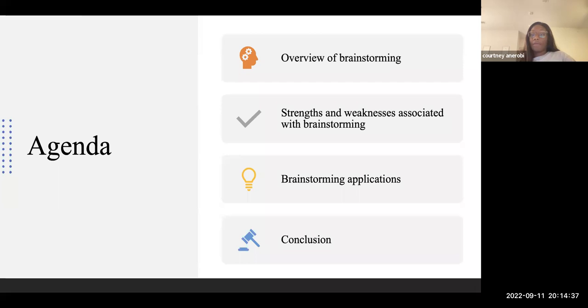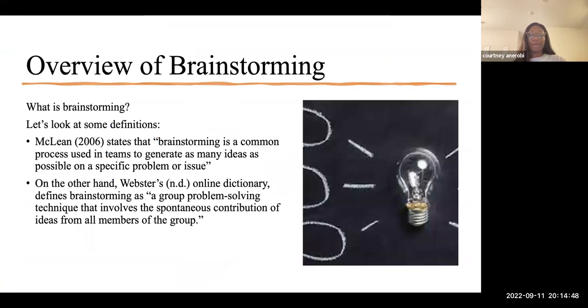On the agenda, we have an overview of brainstorming, some weaknesses and strengths associated with brainstorming applications, and finally, a conclusion. So, an overview of brainstorming. What is brainstorming? Let's look at some definitions.